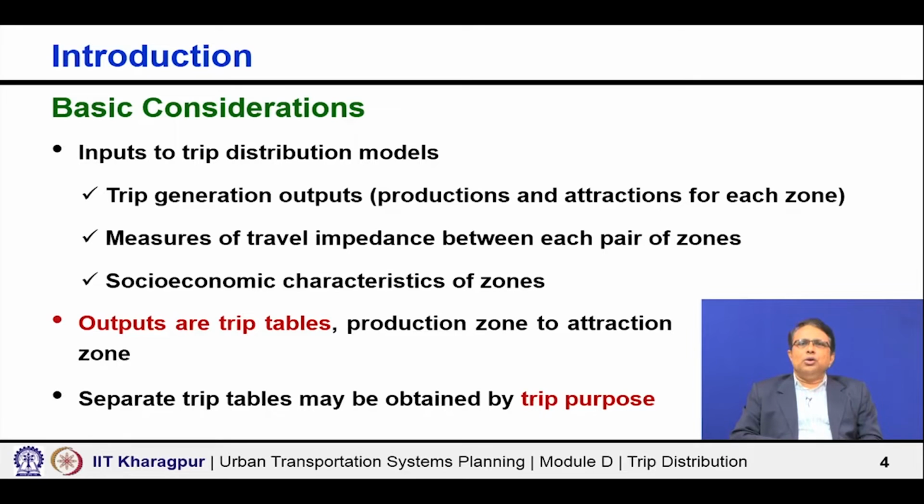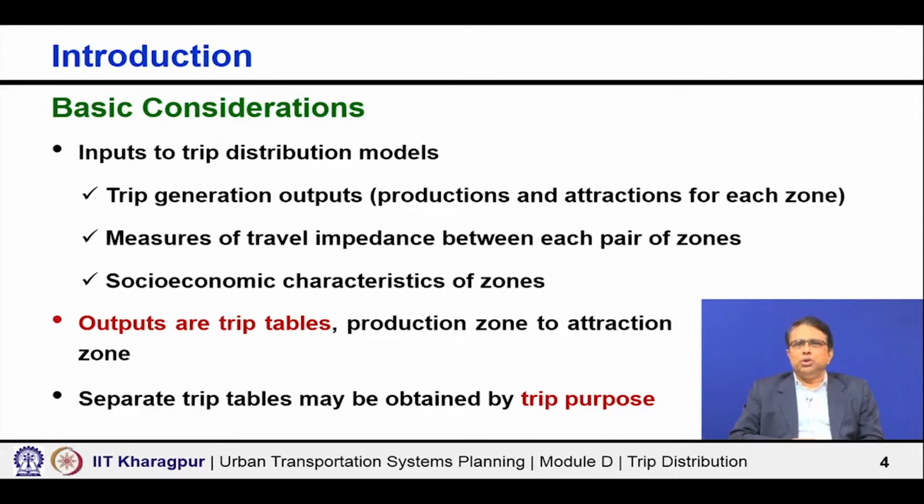Second, while we are trying to estimate these trip interchanges, maybe 100 trips are produced at one location, but how those trips are likely to get distributed to different zones will depend on the measure of travel impedance between each pair of zones. The travel impedance may include many things, and we shall have more discussion on this, but let us say generally travel time.